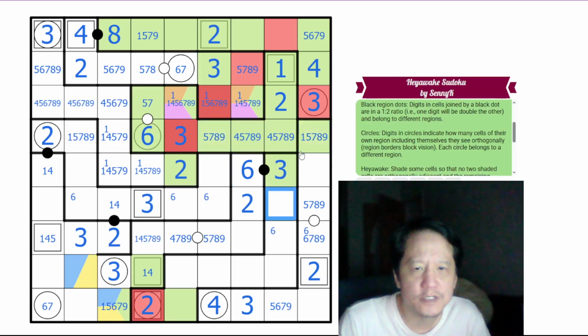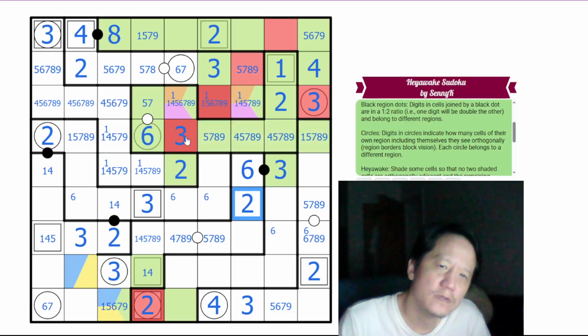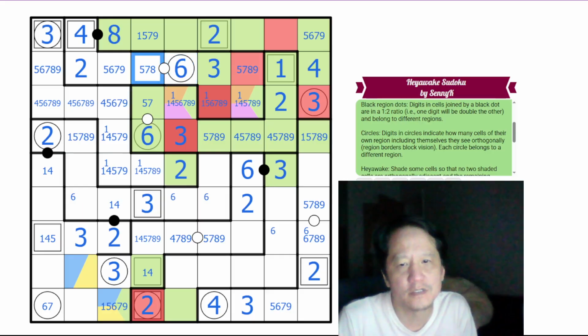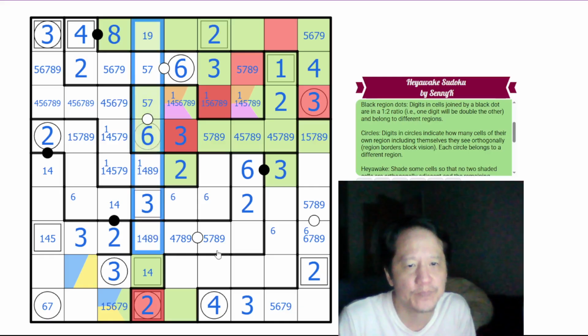This is unshaded. That's fine. This sees 6 cells. So this would be 6, meaning that's not 8. 5, 7 as a pair. Eliminated from the column. No 6 here, no 6 here.